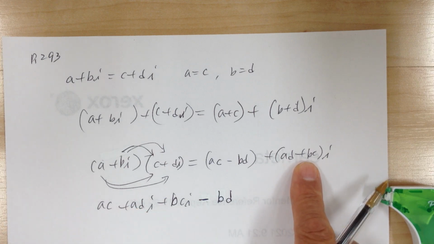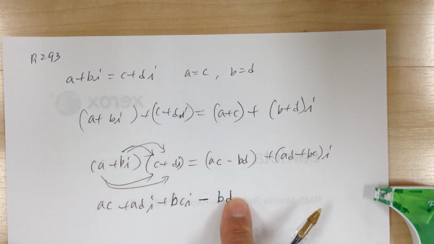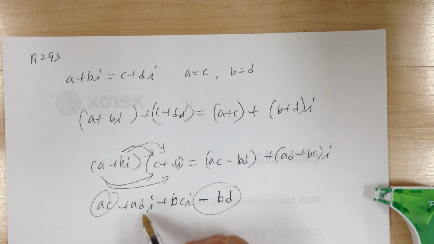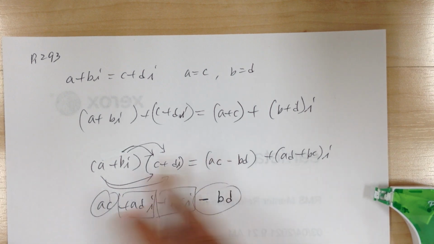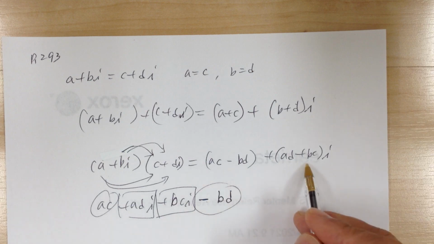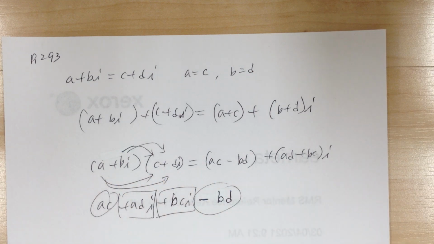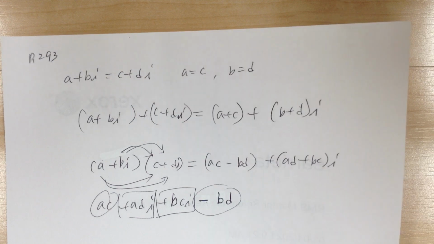See that? What it's saying is you just FOIL it out and combine the like terms. That's how you get that. That's what this is saying. Okay, let's go over examples.